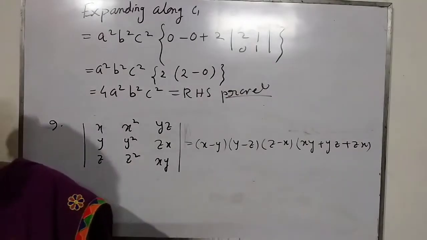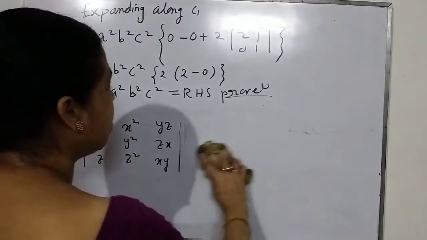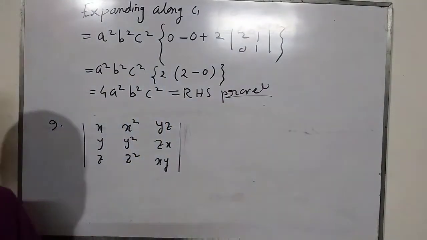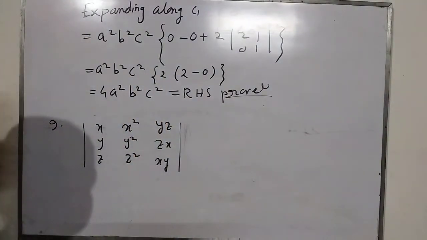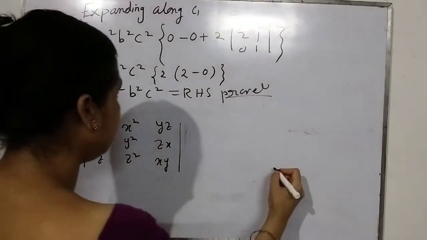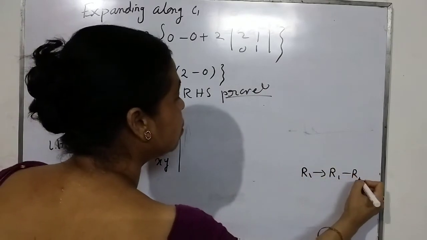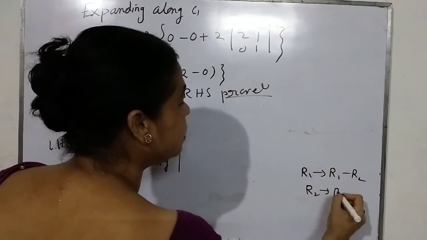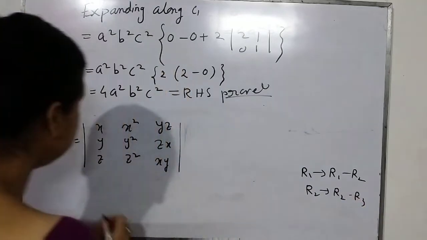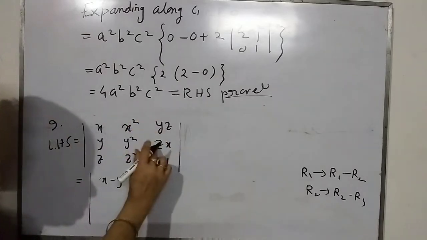So let us take our left hand side and proceed with that. Okay, so here I just wrap this right hand side. You have the book. You can see from the book I have given the question number from the exercise, this one. So I am writing the left hand side, and then I am applying here row 1 replaced by row 1 minus row 2, and again row 2 replaced by row 2 minus row 3. Let us see what we have. This is x minus y, first row. This is second row.